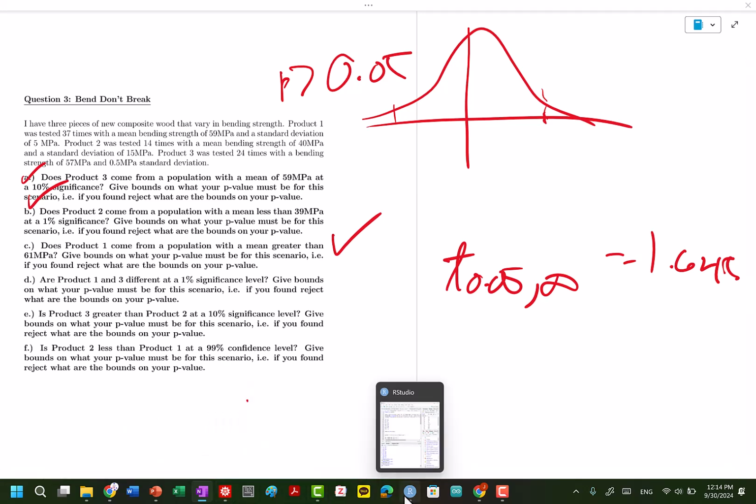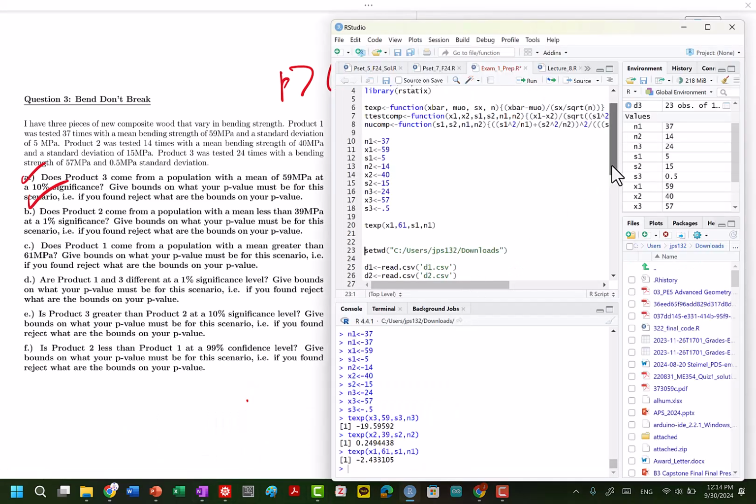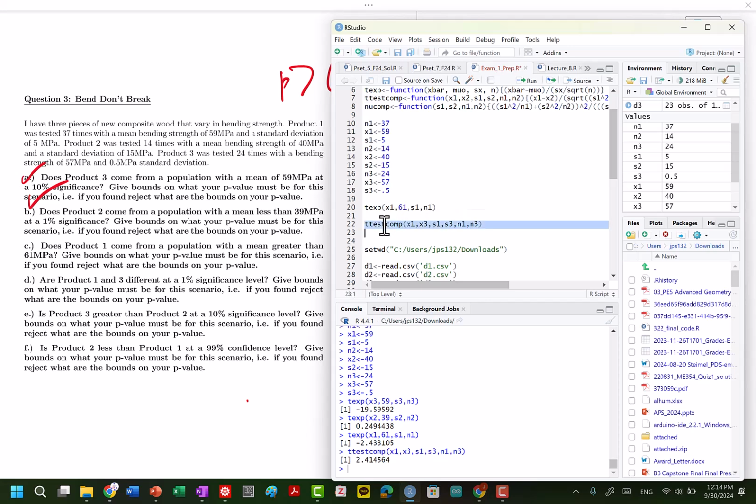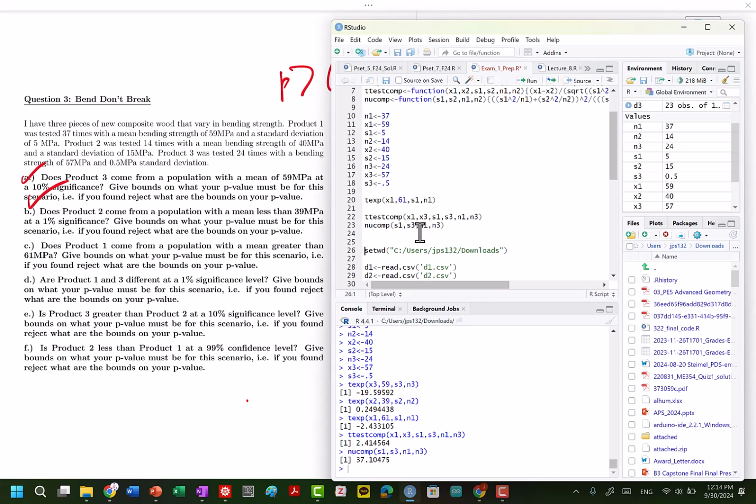Let's go back to our R functions. Actually, we can just do the t-test. So let's do t-test comp, and we're going to do product 1 and 3. So x1, x3, s1, s3, n1, and n3. And then that's our t value. We can do the same thing for our nu comp, but now we just have to get rid of the means. So that's our t-test comparison. That's our nu value, which is basically infinity.